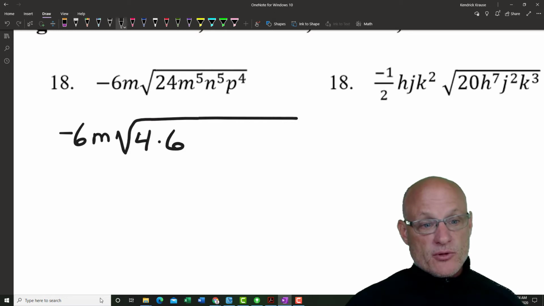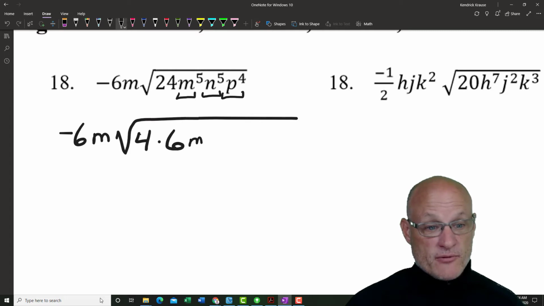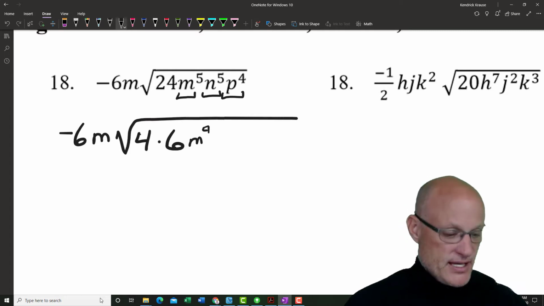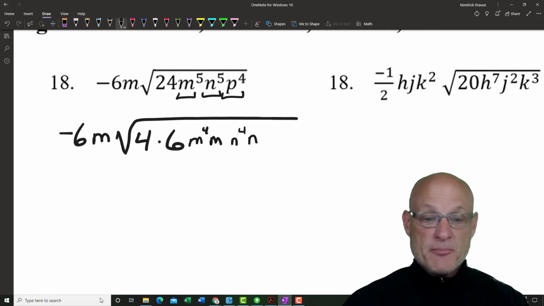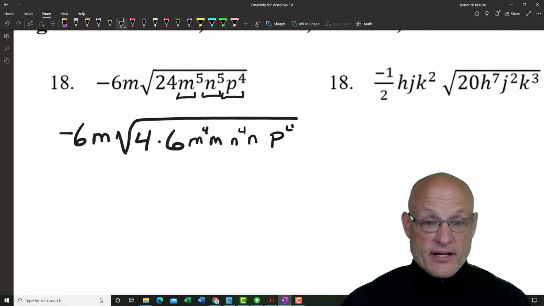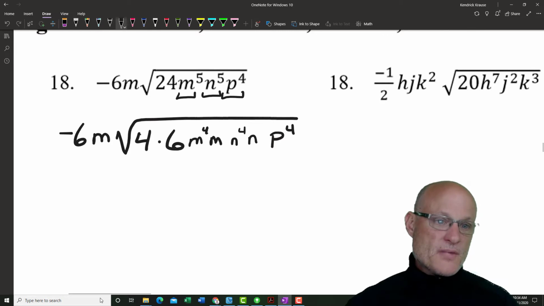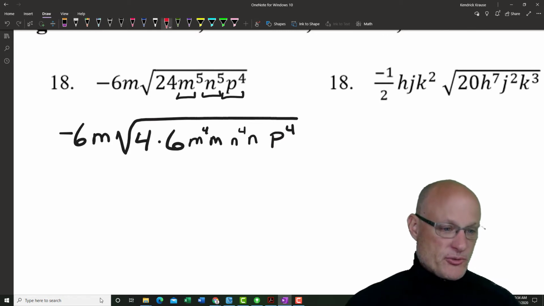Now, with the variables, we're going to write it as an even and not an even. So this becomes m to the fourth. I hate m's. M, that's m to the 5th. N to the fourth. N, that's n to the 5th. And p is already to the fourth, so we'll just leave that as p to the 4th. Okay. I'm going to do this one a little bit slower.